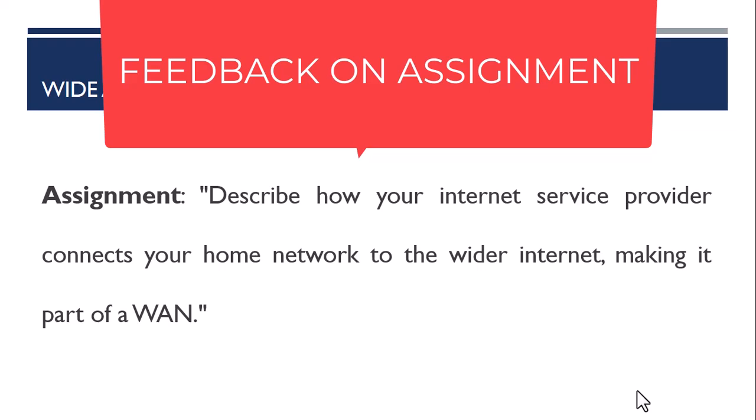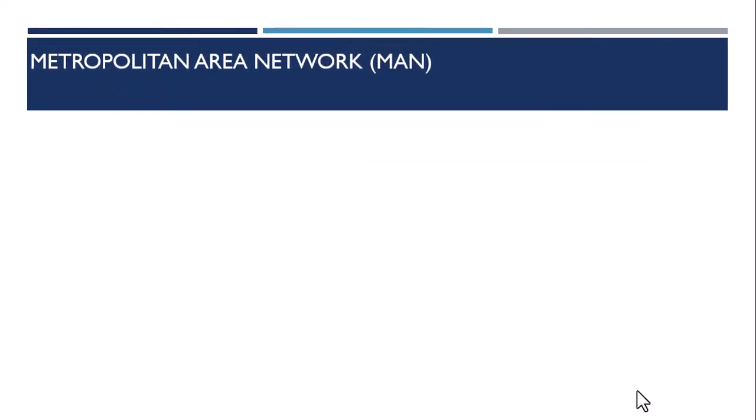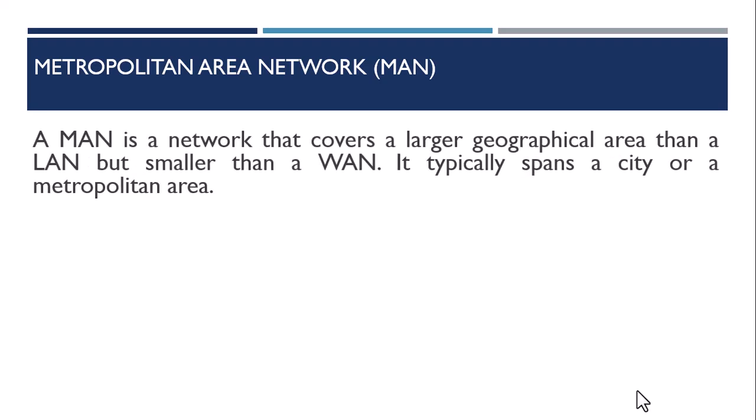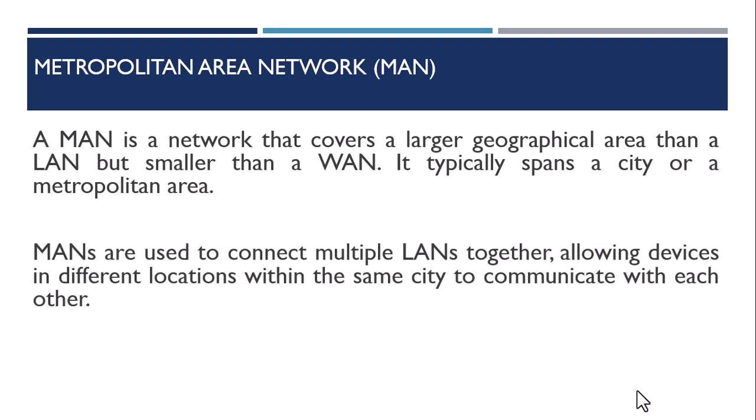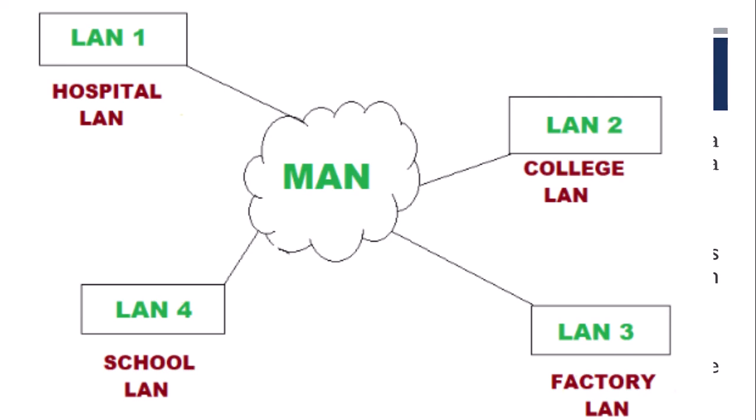Now let's move on to the next type of network, that is the metropolitan area network. The metropolitan area network is a network that covers a larger geographical area than a LAN, but smaller than a WAN. It typically spans a city or a metropolitan area. It covers a city or a large campus. Examples include public Wi-Fi networks and university networks that span multiple buildings. They are often used by organizations or institutions that have multiple branches or offices within a city.